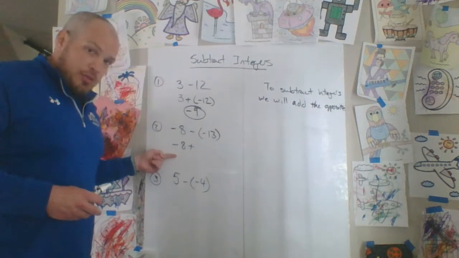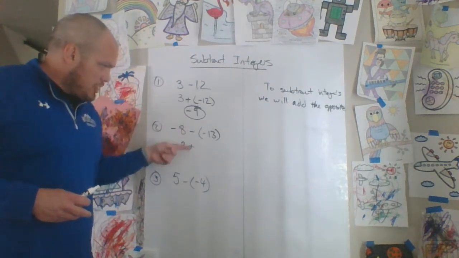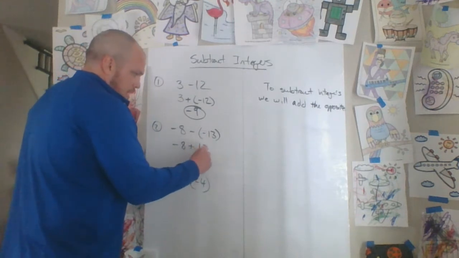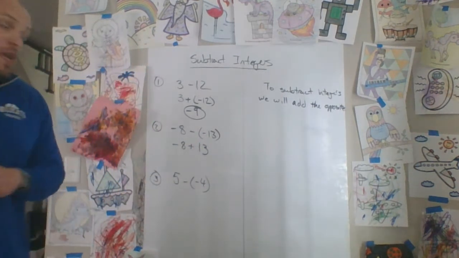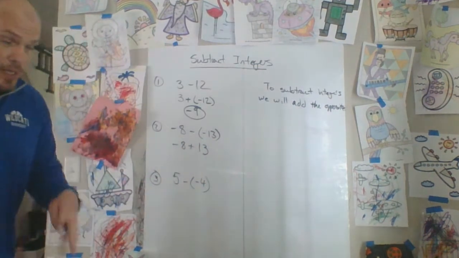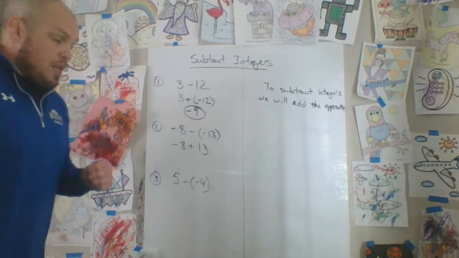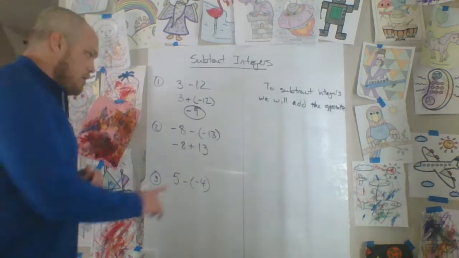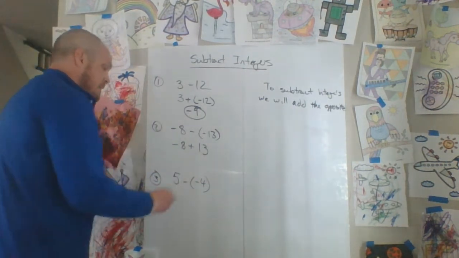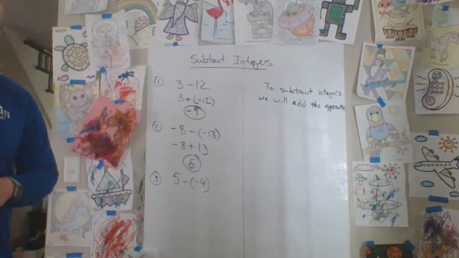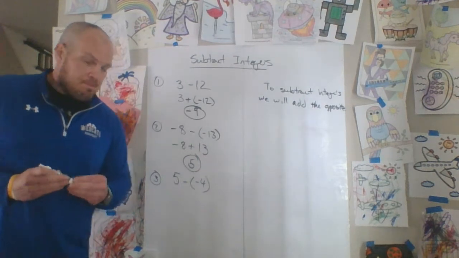So first number stays the same. Second number, subtraction becomes addition. And the opposite of -13 is now +13. So it went from -8 minus -13 to -8 plus 13. And we use our steps that have different signs. So we're going to subtract their absolute values. 13 minus 8 is 5, and it would stay positive because 13 has a larger absolute value.